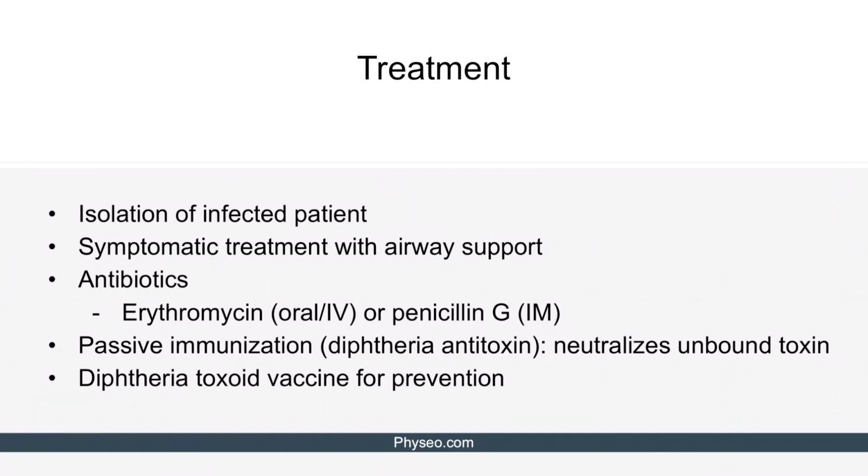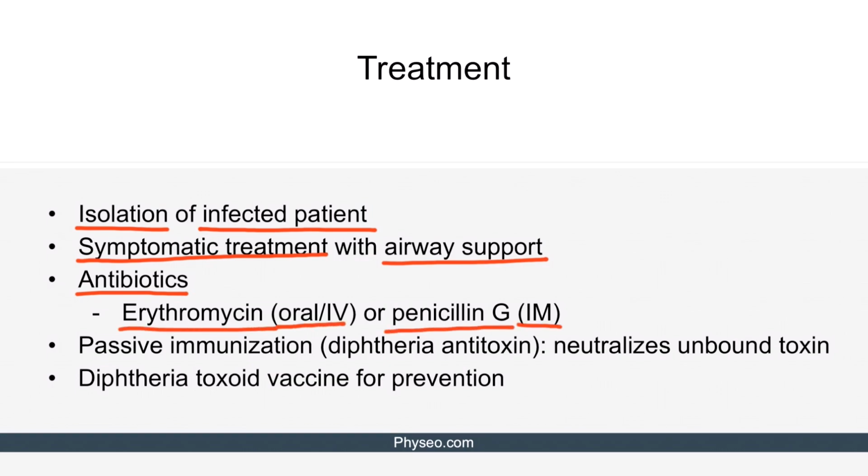The treatment of diphtheria begins with the isolation of the infected patient to prevent further transmission. Symptomatic treatment should be done along with airway support, such as early intubation or tracheostomy. Antibiotics are used to control local infection and also in cases of systemic dissemination. IV or oral erythromycin or intramuscular penicillin G are often used.